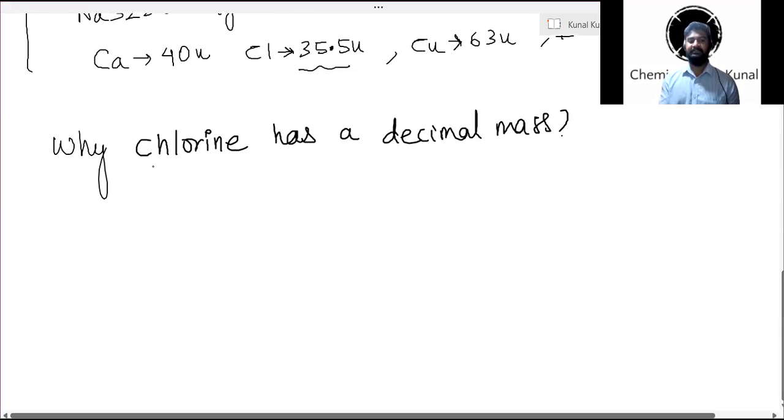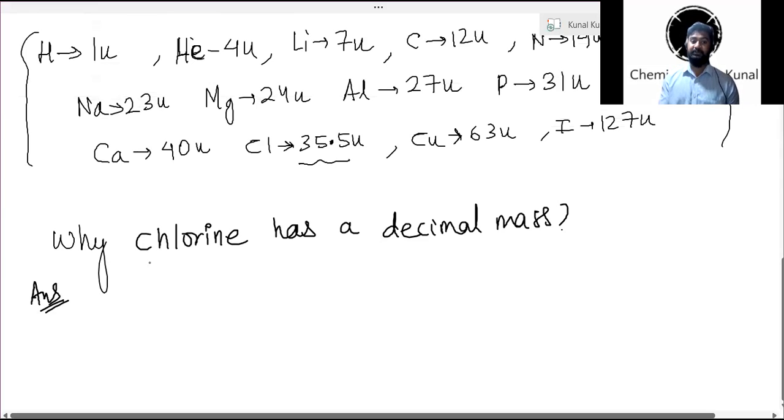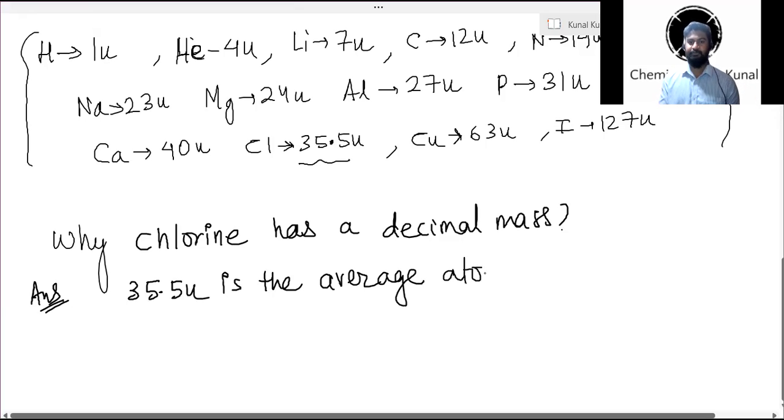The answer to this question is that the reason chlorine has a mass of 35.5 U is because 35.5 U is the average atomic mass of chlorine. It's the average atomic mass of chlorine. Okay, what is that average? So let's try to understand that.